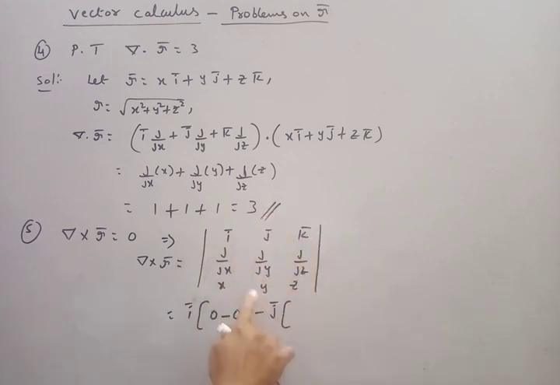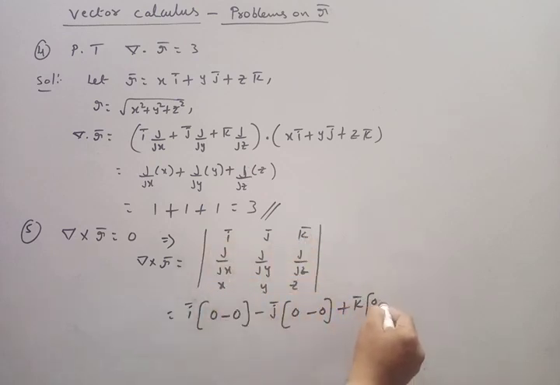This row, this column: ∂z/∂x will give you 0, ∂x/∂z will give you 0, plus k bar. This row, this column: ∂y/∂x will give you 0, ∂x/∂y is 0. So total we get 0. That is, del cross r bar is equal to 0.